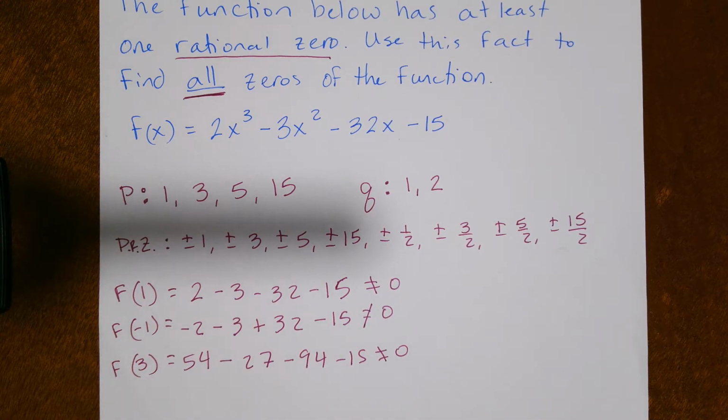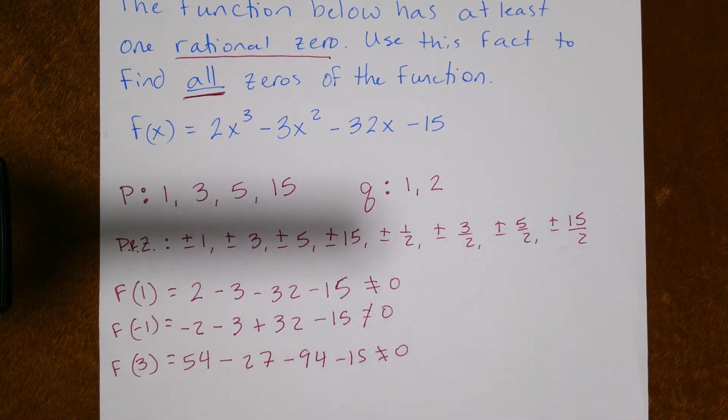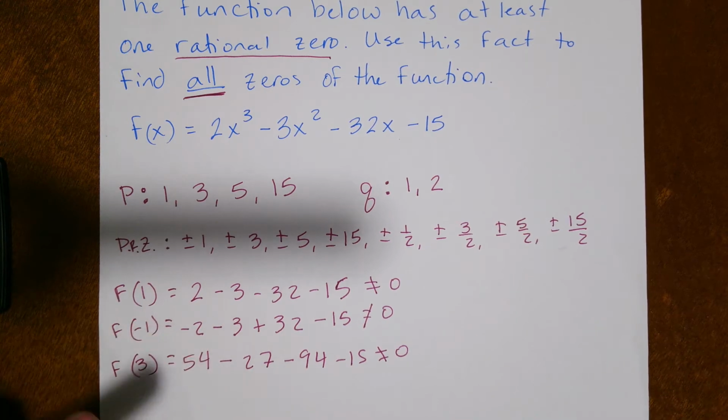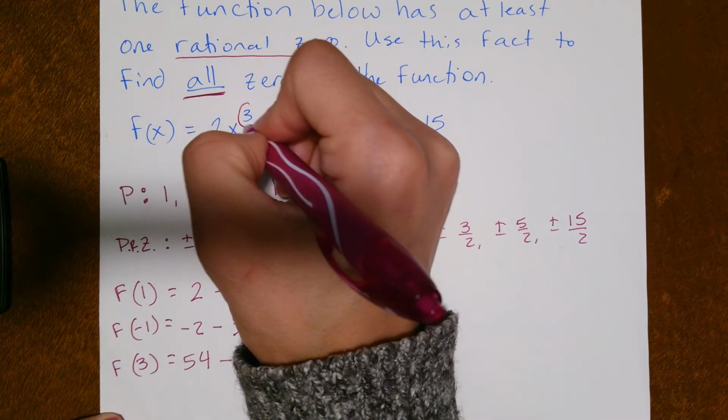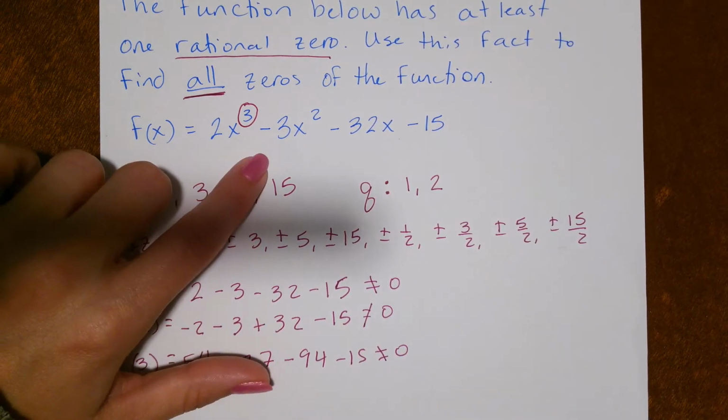If I can find just one, then I can use division to reduce my cubic down to a quadratic, and then I can use any method to solve for the remaining 2 zeros, right? This is a cubic, so I will have 3 total answers in this problem. So let me fast forward real quick and find the 0.